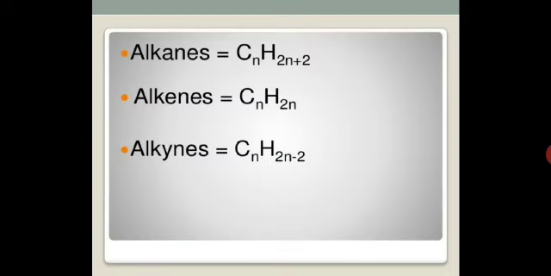You recall that we have treated alkanes, alkenes, and alkynes as different homologous series. Alkanes conform to the general molecular formula CnH2n+2, alkenes conform to the general molecular formula CnH2n, while alkynes conform to CnH2n-2, where n is the number of carbon atoms per molecule.